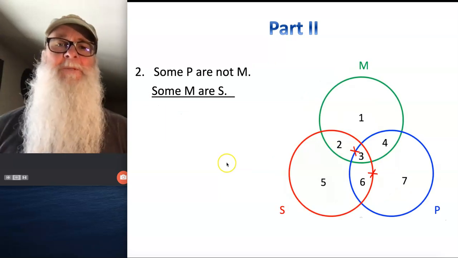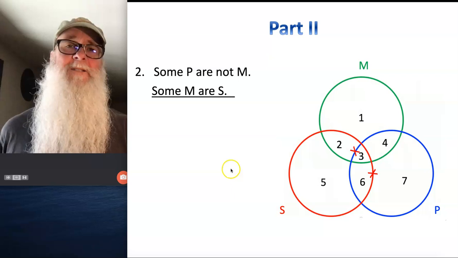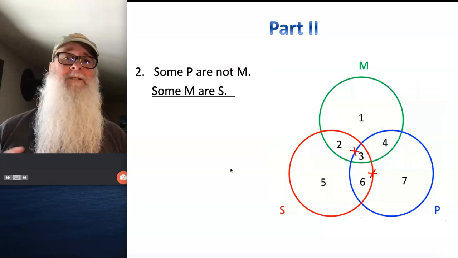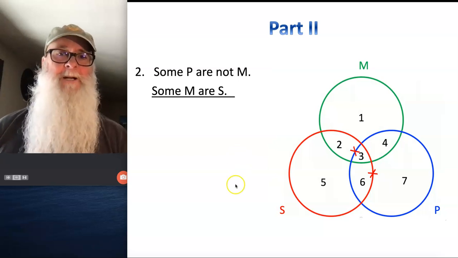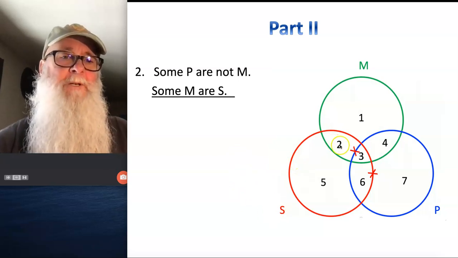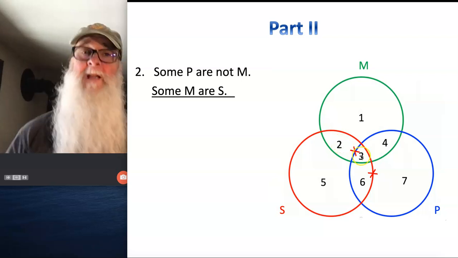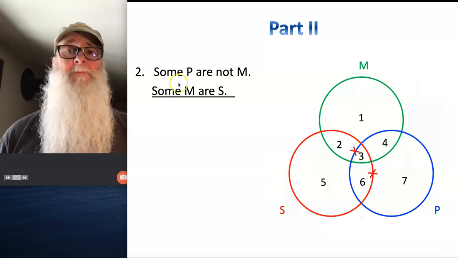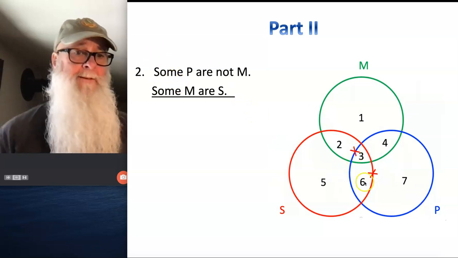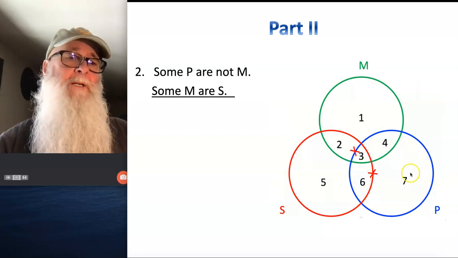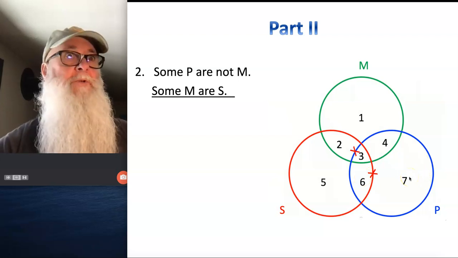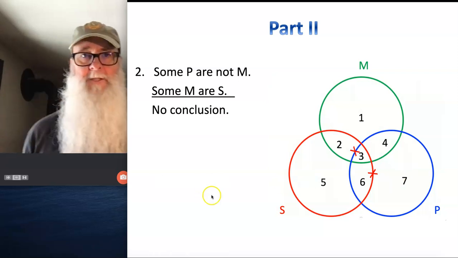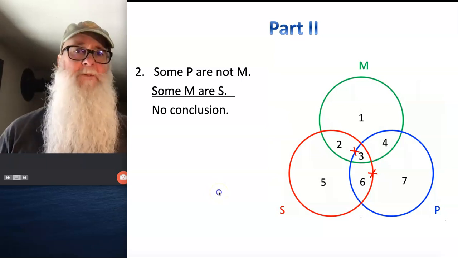For number 2, if we assume some P are not M and some M are S, we're in a world of hurt when it comes to figuring out exactly where to place our X's, because there are 2 places that we can place them for each of these premises. To show that some M are S, we could put an X here in area 2 or area 3. We don't know which, so we put it on the line separating those 2 areas. Similarly, to show the first premise, some P are not M, we could put an X in area 6 or in area 7 to represent that statement, but we don't know which area. And because we don't know which area these X's belong in, we can't draw any conclusions from these 2 premises, even when we assume they're true.